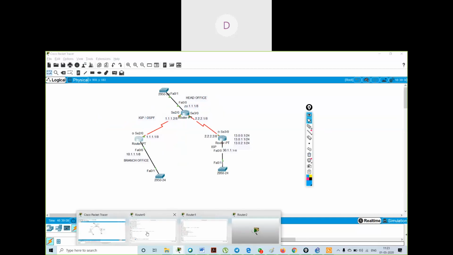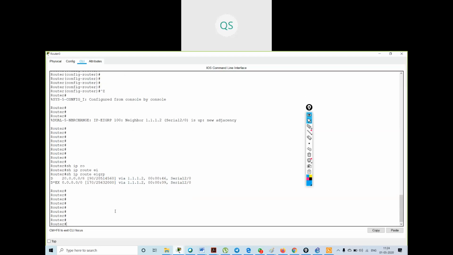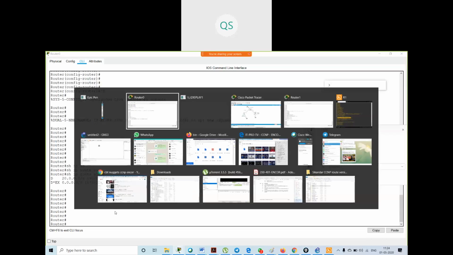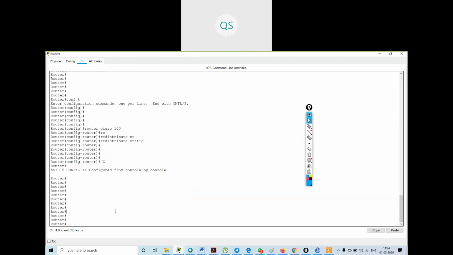Okay. So see, I got the output over here. The external route, that is the default route, and the AD value for the external route is 170. So I will go again on this router and I will remove the redistribution.